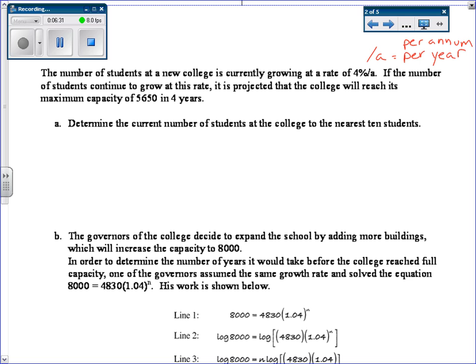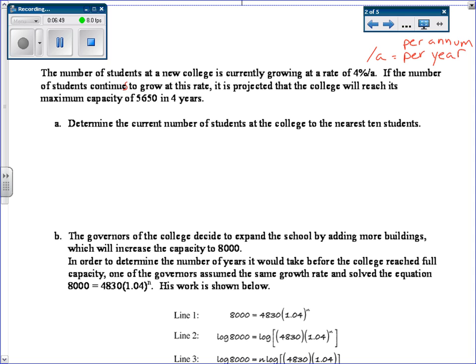If the number of students continues to grow at this rate, it is projected that the college will reach its maximum capacity of 5,650 students in 4 years. So we want to determine the current number of students at the college to the nearest 10 students.